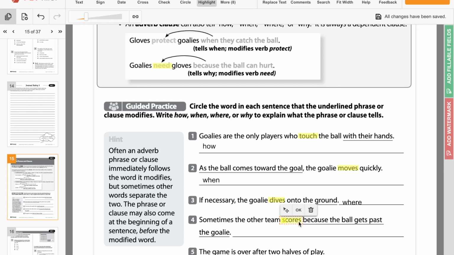This one, the game is over after 2 halves of play. So over is going to be our word here because when is it over? After 2 halves of play. First, you might have to determine what this is describing, and that might help you to understand what the word is, because over is our adverb here. So it's an adverb phrase describing an adverb. And it answers that question of when. So when is it over? After 2 halves of play. So now you guys need to take a look at page 16 and you'll do this on your own.